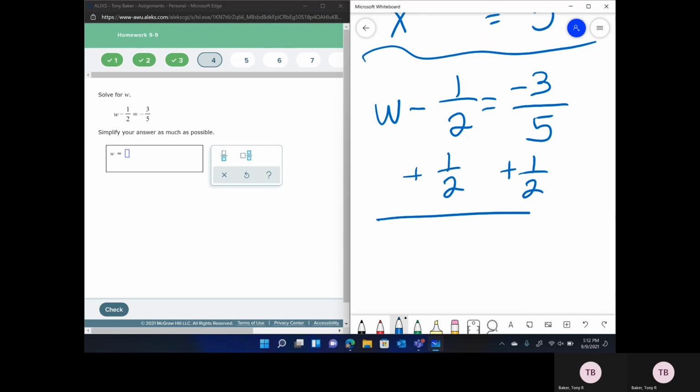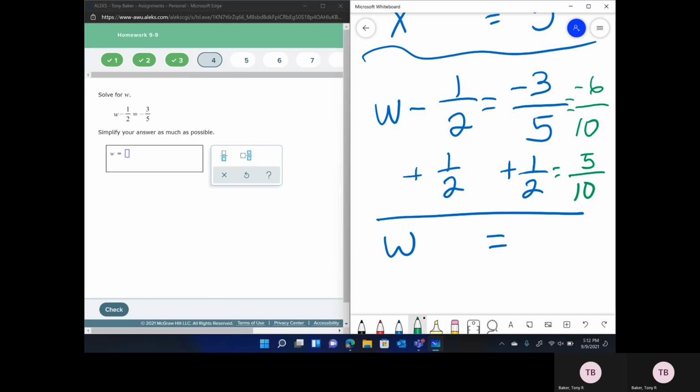Okay. So w minus 1/2 plus 1/2 is 0. But now we've got to do what to add these two fractions? We need what? We need a common denominator. So what's my common denominator going to be? 10. So we've got 5 for that one and -6 for that one.